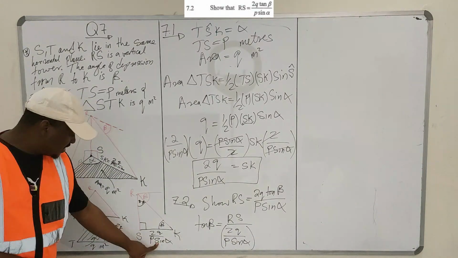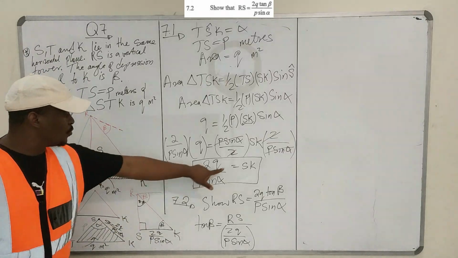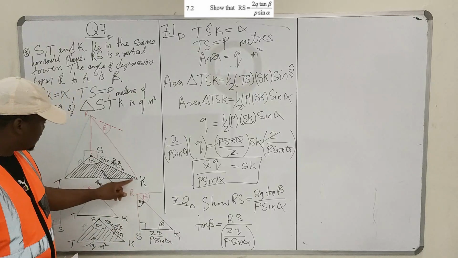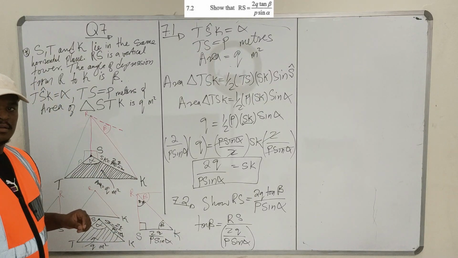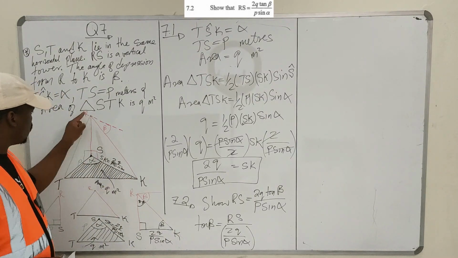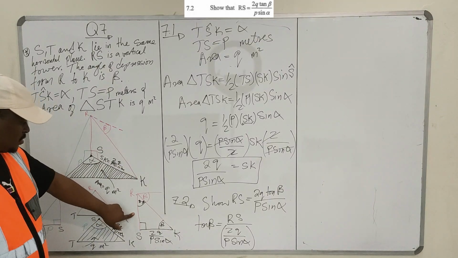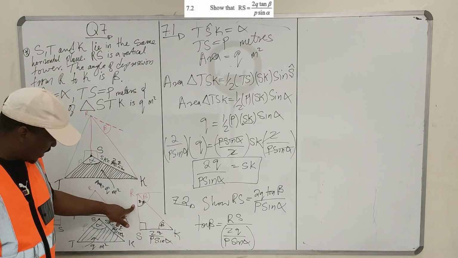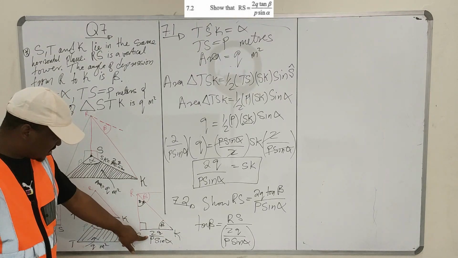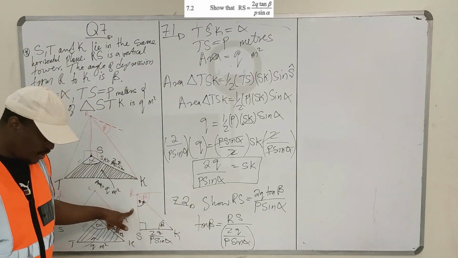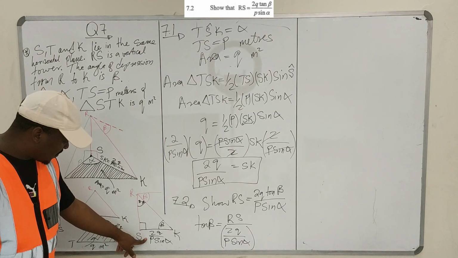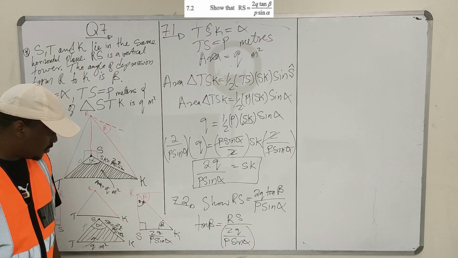Because you have this side as SK, which you just found to be that. The same side here, the same side there. Because you'll be looking at this triangle, because you want RS, that side. So the tangent of beta is the opposite side over the adjacent side. The opposite side is RS, which is what we're looking for. And the adjacent side is 2Q over sine alpha, which is that.